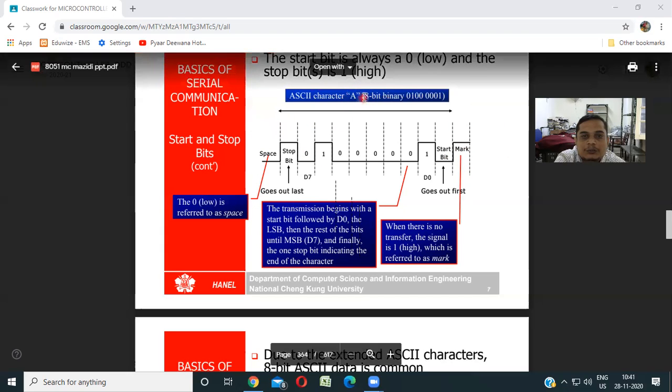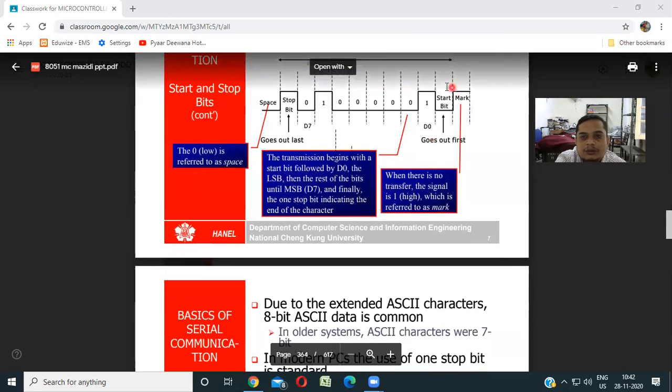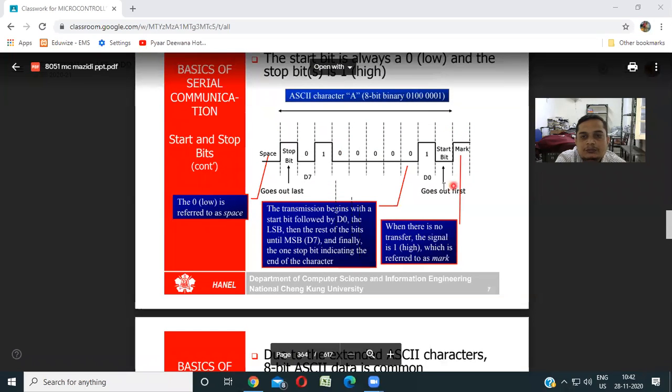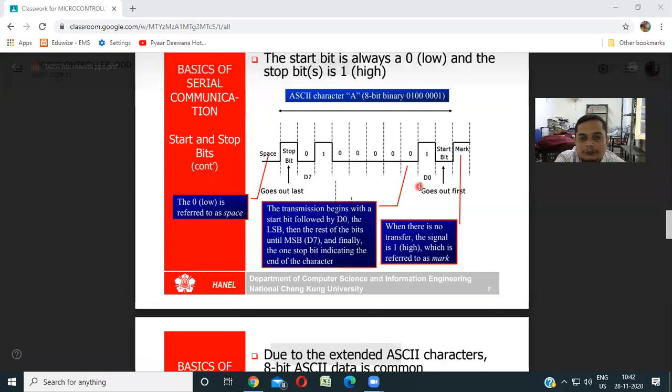We have taken an example of the ASCII character A. A in hexadecimal is how much? 41H. Already we explained the different data types. One of them is ASCII. This is one example, the ASCII character A, that we have shown here. So this is the example of how the frames are formed.